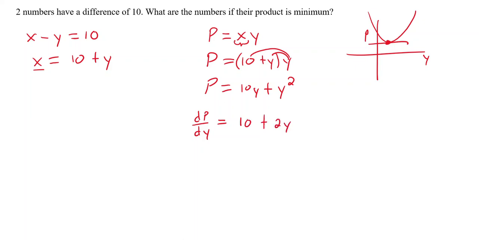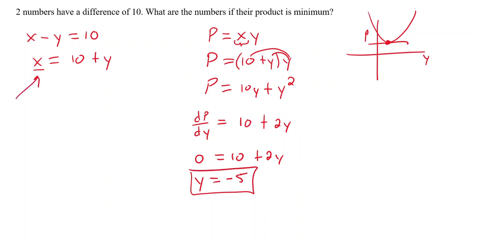All right, so I think we're ready. Let's set it equal to 0. So 0 is equal to 10 plus 2y. Subtract 10 from both sides and divide by 2. We get y is equal to negative 5. Okay, so that's my number for y. And now we actually have an equation ready to go for x. So x would be equal to 10 plus negative 5. So x would be equal to 5.